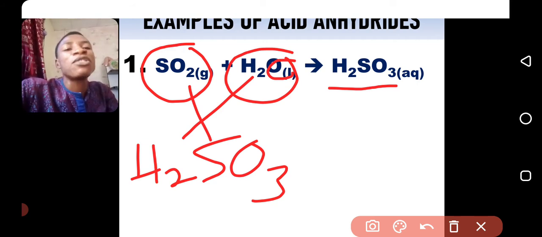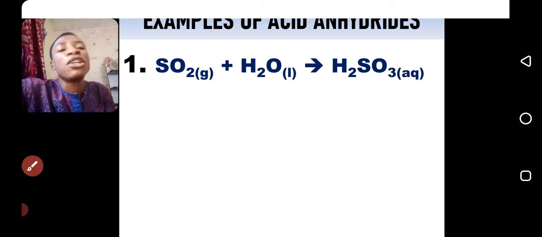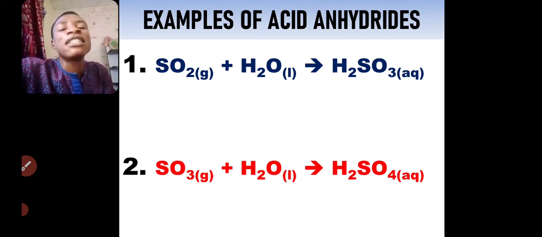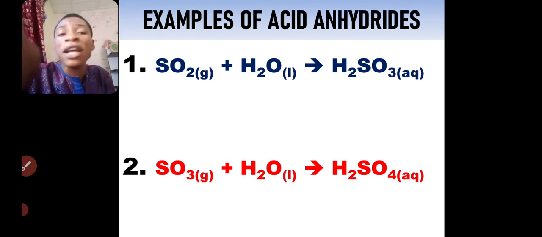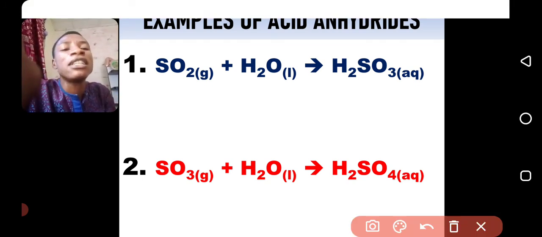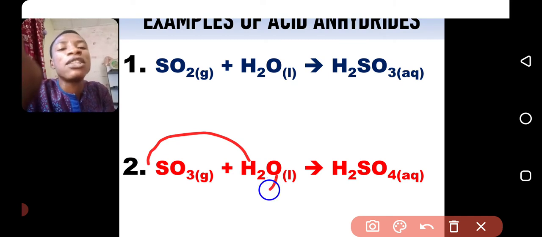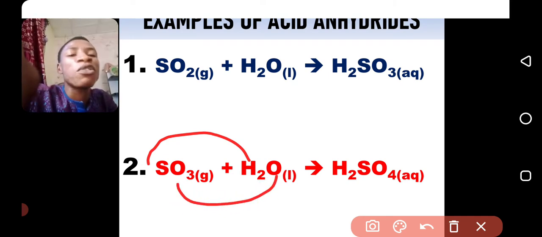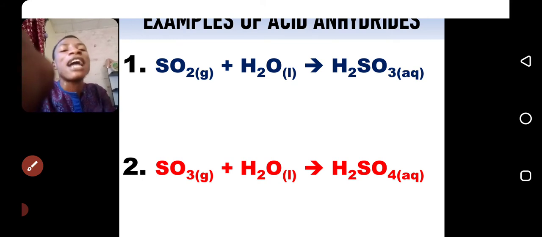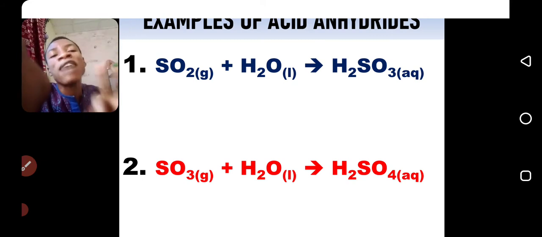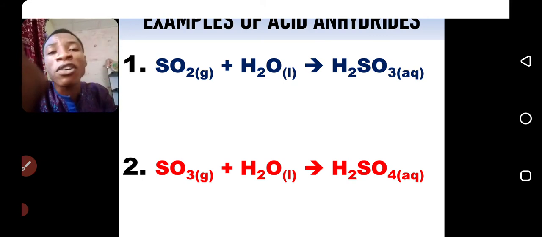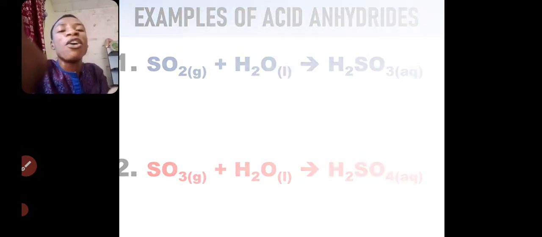So by dissolving acid anhydride in water, you get that acid. Another example of acid anhydride is SO3. When you dissolve it in water, it gives you H2SO4. See, SO3, just add the H2 and add the oxygen here. That gives you H2SO4. So it's an acid anhydride of H2SO4. So sulfur alone can form two types of acid anhydride: sulfur 4 oxide and sulfur 6 oxide.